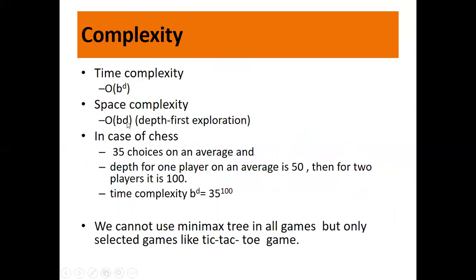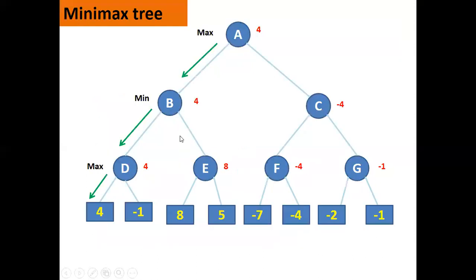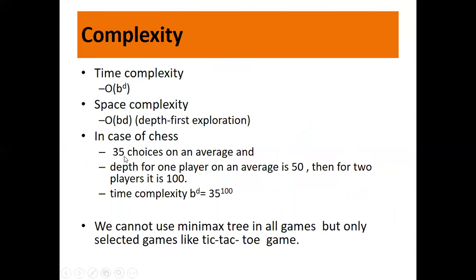If you take a simple example of chess, and you want to create a tree like this for chess, how many choices are possible on average? Of course, it depends on the position, but on average you have 35 choices, and depth for one player on average is 50, and then for two players it is 100. So what will be the time complexity? If you apply a minimax tree for a chess game, it will be 35 raised to 100. Now you can imagine how large the tree will be and how difficult it will be to traverse.